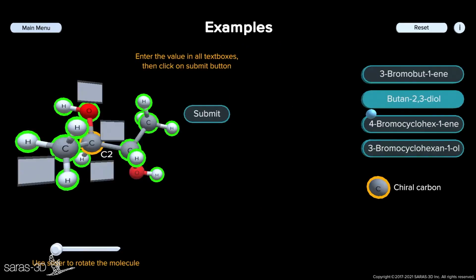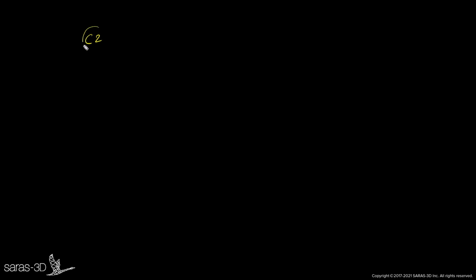Now come to butane-2,3-diol. So here we have the two chiral centers, carbon 2 and carbon 3. We will assign the configuration to each chiral center. Now for carbon 2, what groups are bonded? The hydroxyl group, the methyl group, and there is one bulky group, that is CH(OH)CH3.